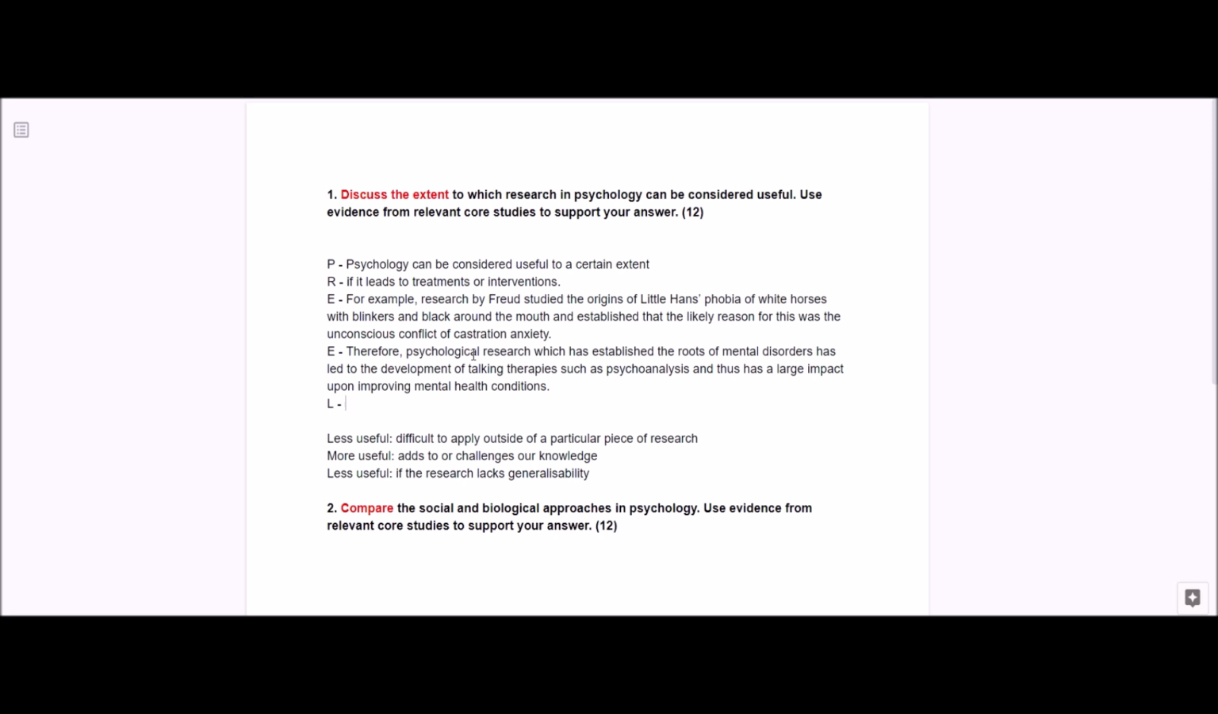So we can say that overall psychology can be considered extremely useful if it creates new intervention strategies.